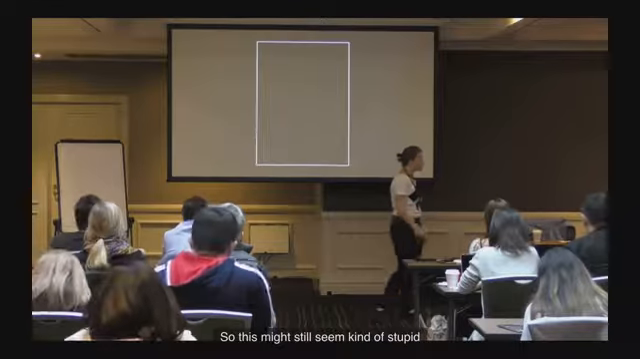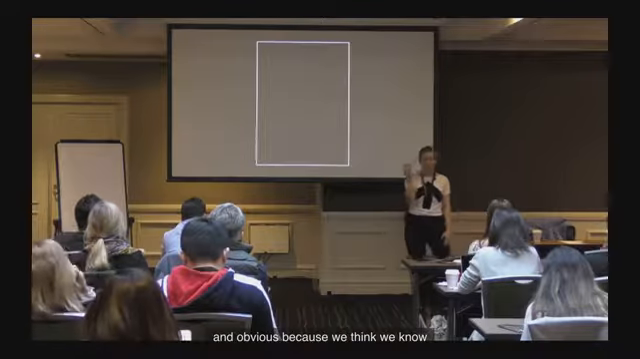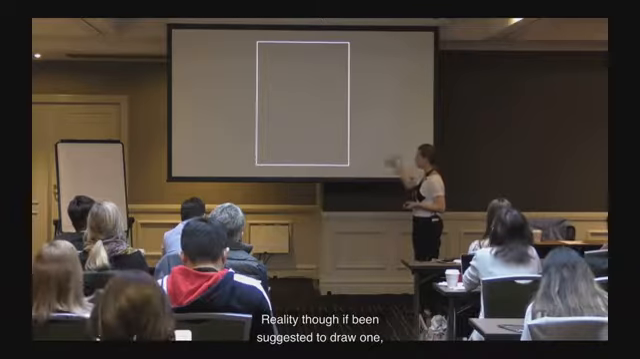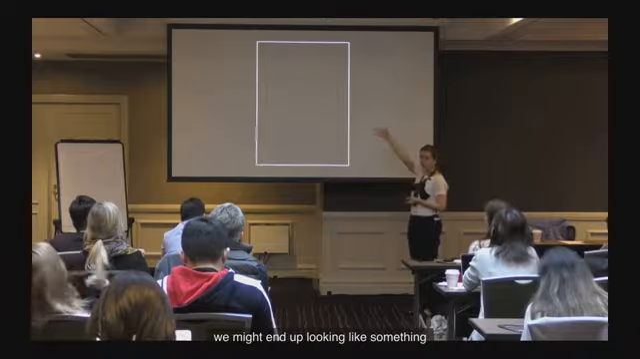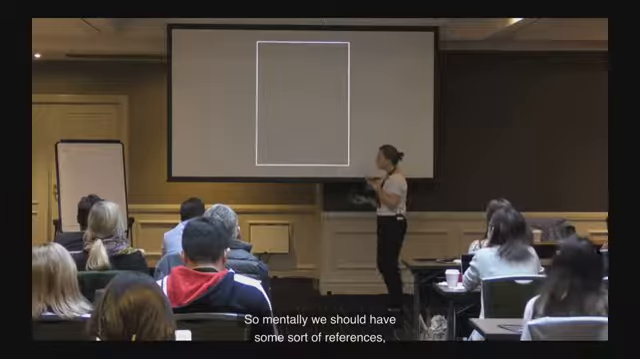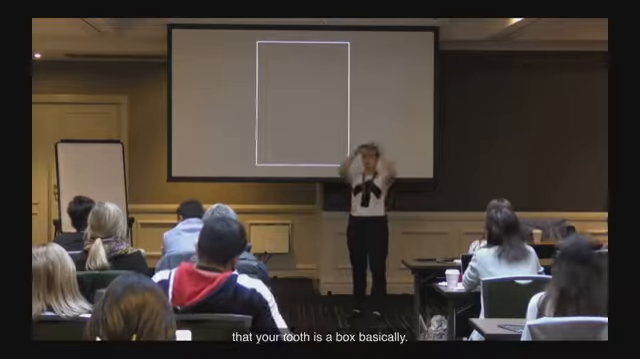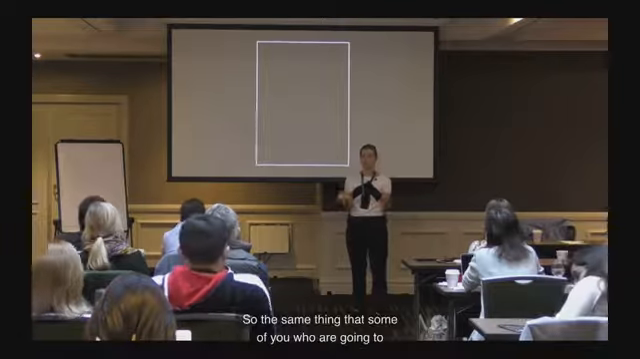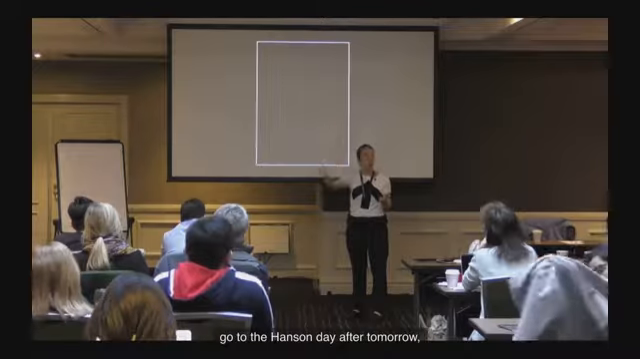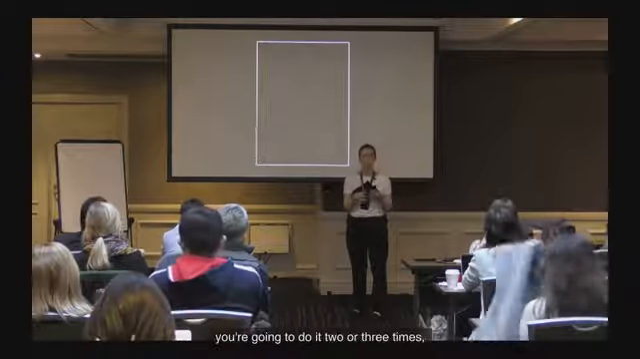So, this might still seem kind of stupid and obvious because we think we know what the central incisor looks like. In reality though, if asked to draw one, we might end up with something like this drawing. So mentally, we should have some sort of reference. It's very good to imagine that your tooth is a box, basically. So the same thing that some of you who are going to the hands-on the day after tomorrow, this is what you're going to do. You're going to do a direct mock-up, you're going to do an anterior composite, you're going to do it two or three times.